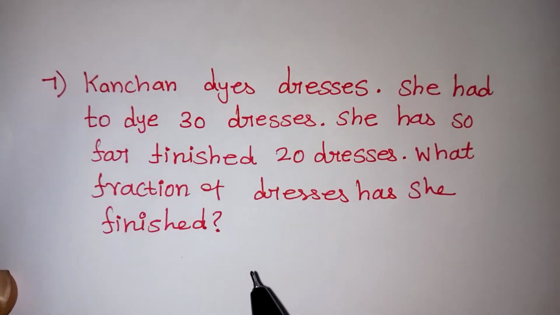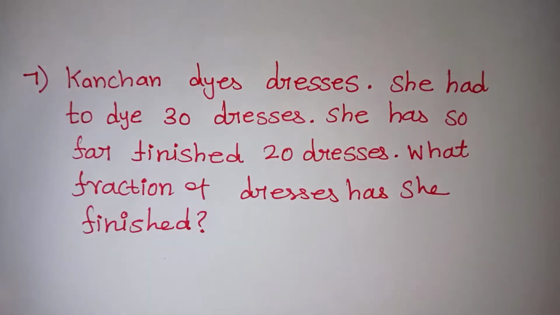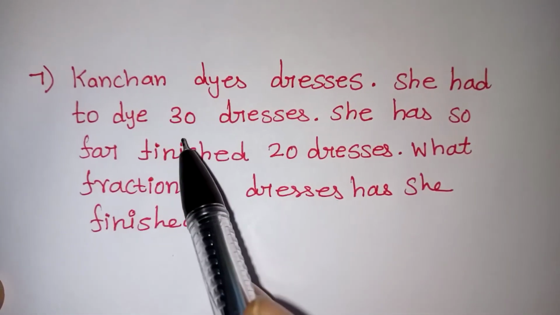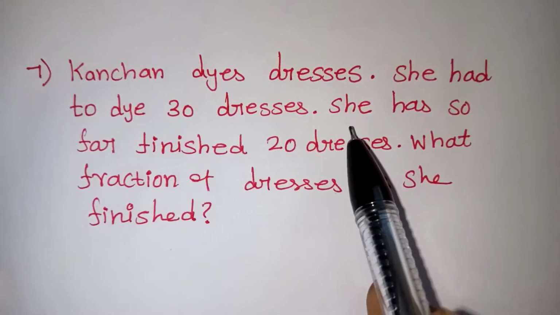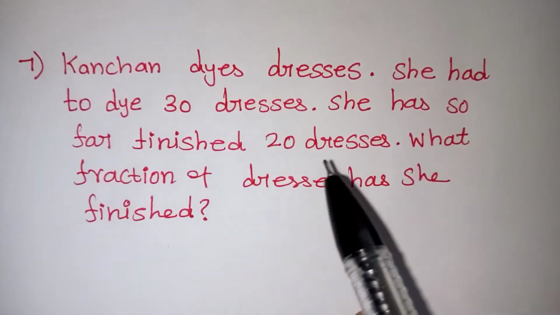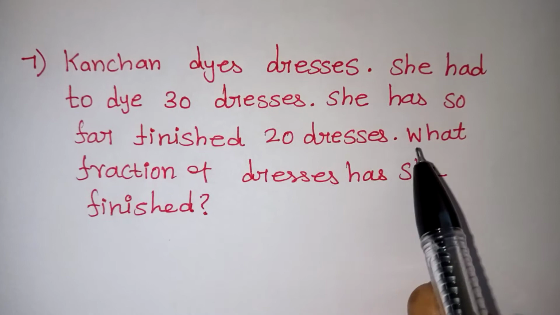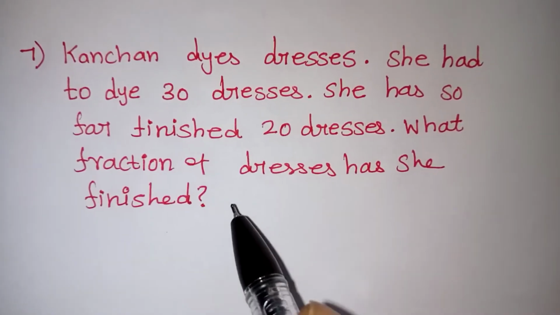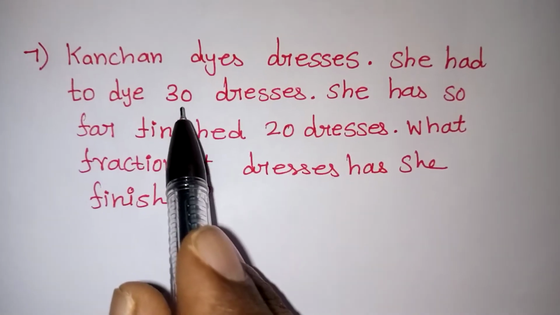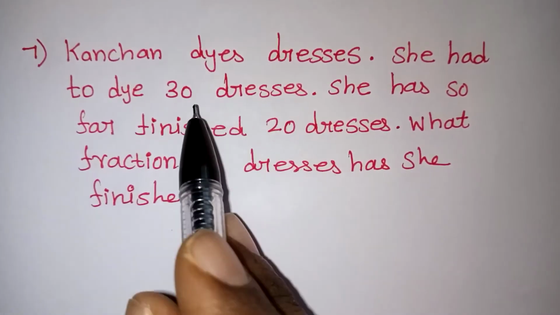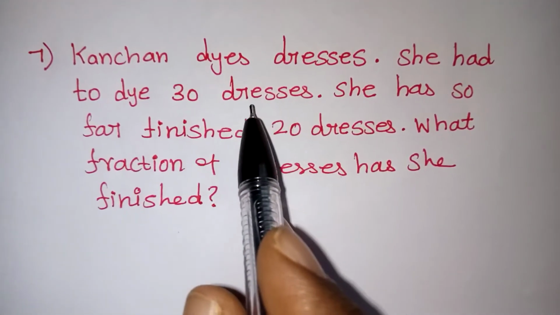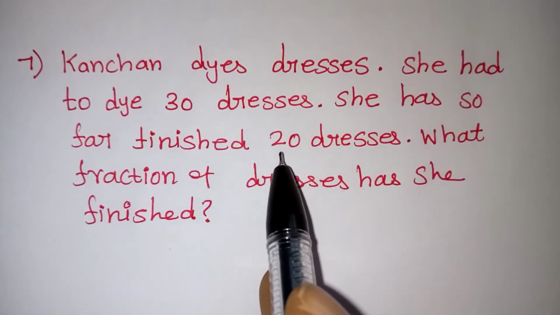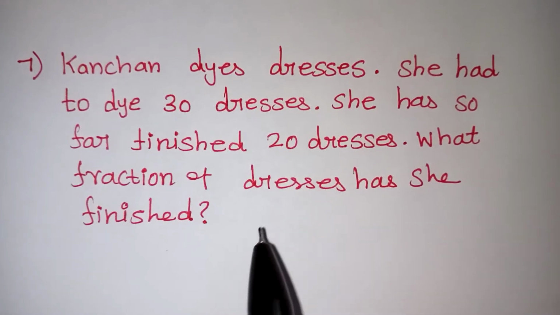So here comes our 7th question. Kanchan dyes sarees. She had to dye 30 dresses. She has so far finished 20 dresses. What fraction of dresses has she finished so far? That is the question. So total number of dresses she has is 30. Out of 30 dresses, how many are done means 20 dresses dyeing is over. So that is the fraction they are asking.